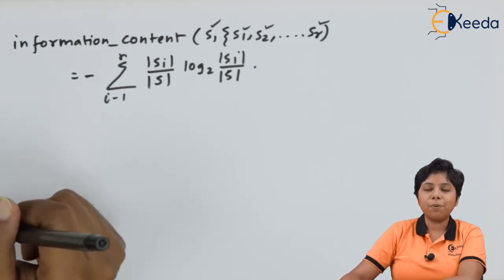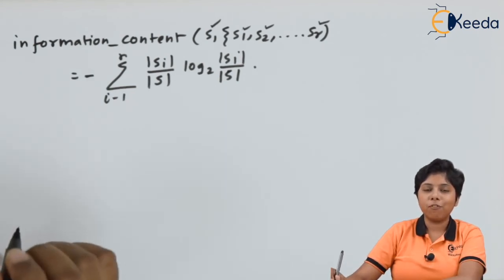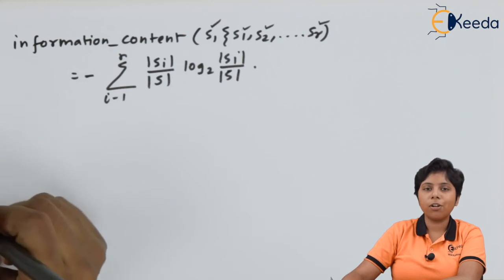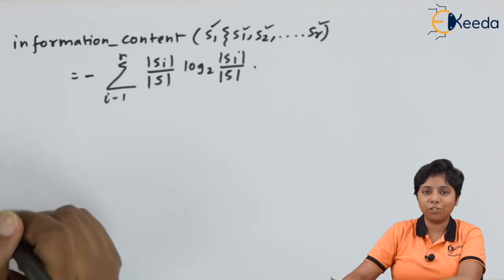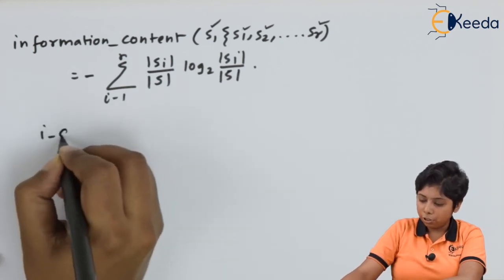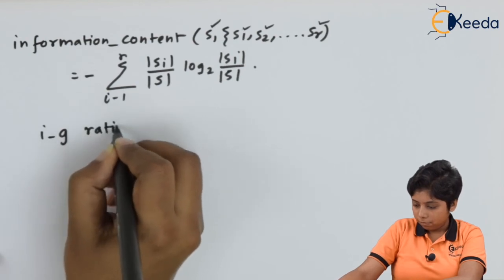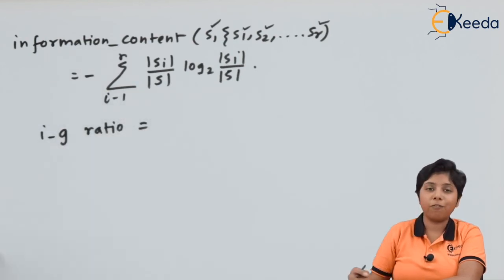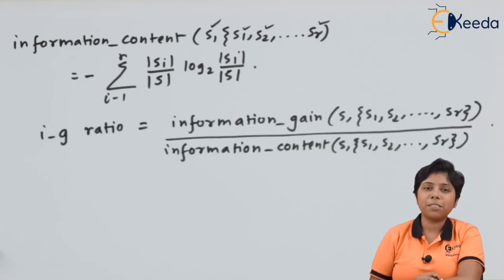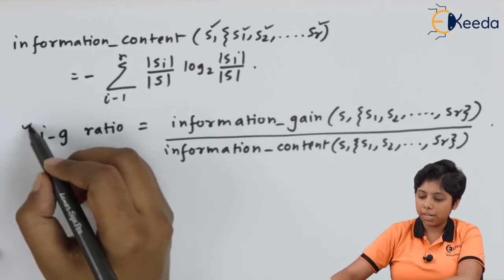So now the best split goes for the highest information gain ratio. How can we define the information gain ratio? The IG ratio is equal to the information gain on a particular decision tree divided by the information content. So this is the best split that we can have from this IG ratio.